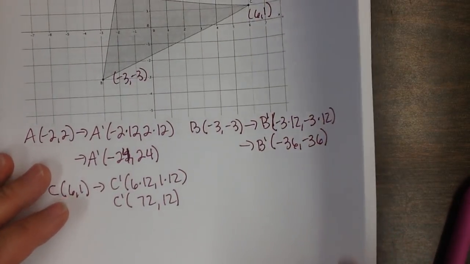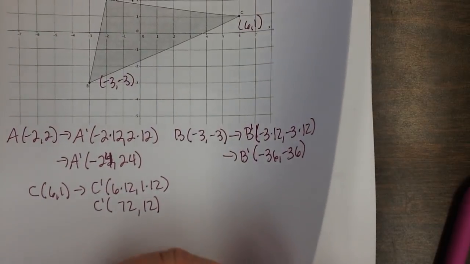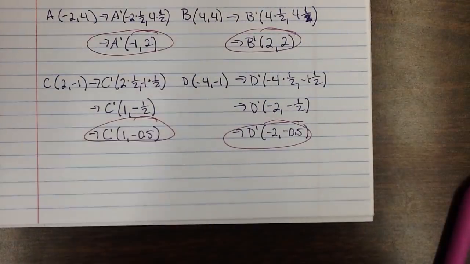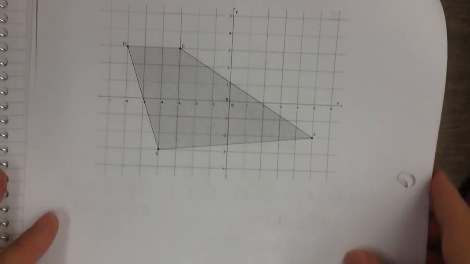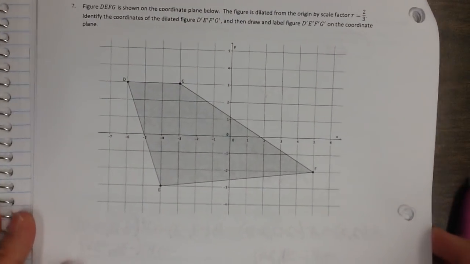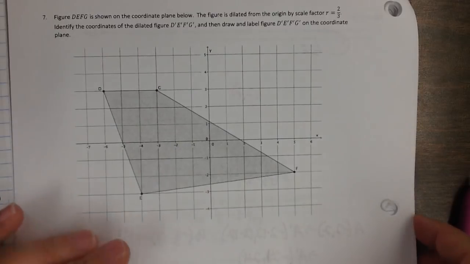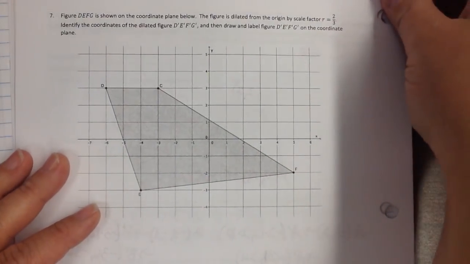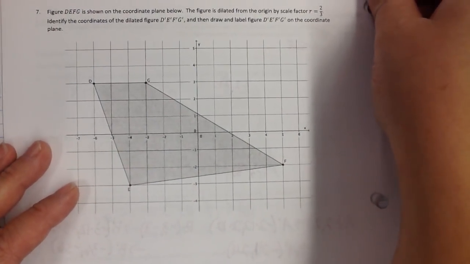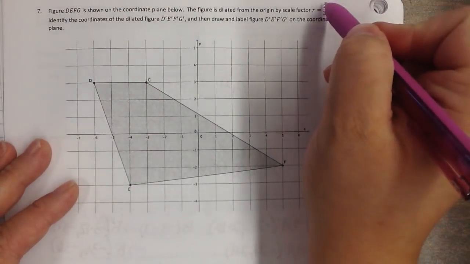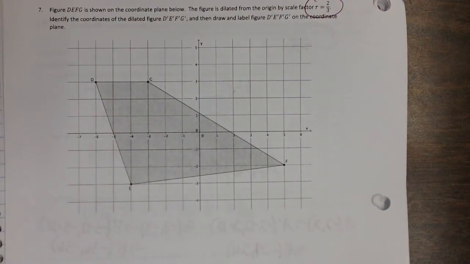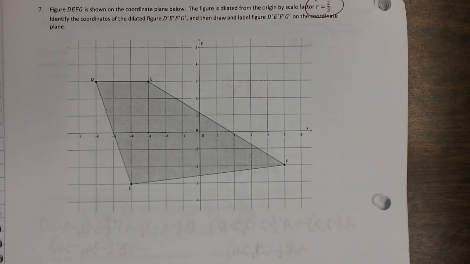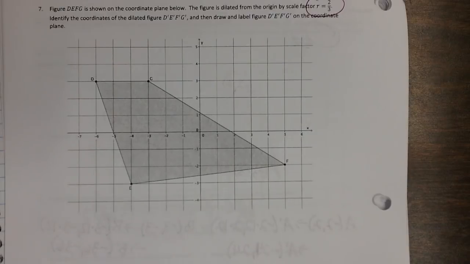On 7, now it says figure DEFG is shown in the coordinate plane. That's a quadrilateral, a four-sided quadrilateral. The figure is dilated at the origin by a scale factor of 2/3. Okay, scale factor is listed up here. We want to make sure we know that. Identify the coordinates of the dilated figure D prime, E prime, F prime, G prime. And then draw and label the figure D prime, E prime, F prime, G prime on the coordinate plane.